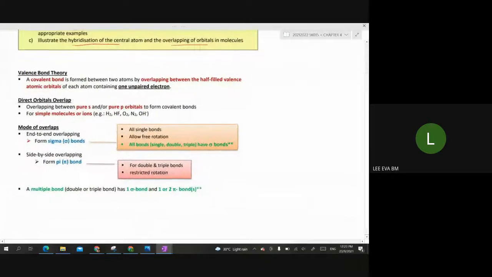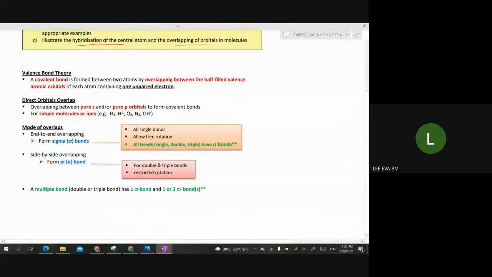Before this, we learned about VSEPR theory. So now in this chapter, you have your second theory, which is valence bond theory. In this theory, it says that a covalent bond is formed between two atoms by overlapping between the half-filled valence atomic orbital of each atom containing 1 unpaired electron.